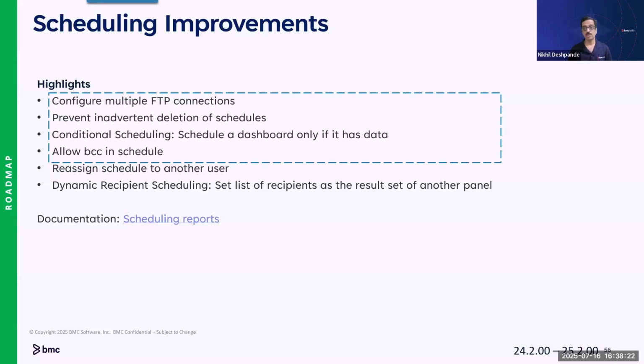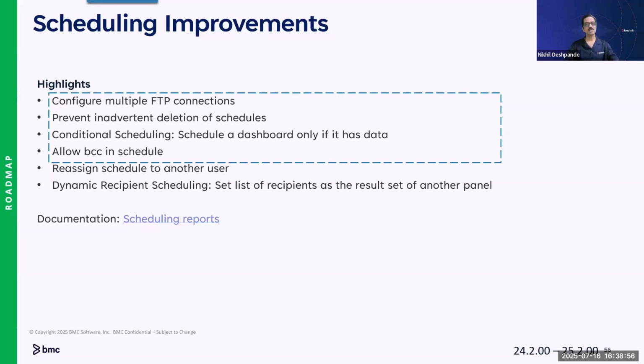Conditional scheduling, you can now schedule a dashboard such that the schedule is executed only if it has data. So if it's blank, the schedule is not executed. Allowing BCC in scheduling was another recent feature whereby you may want to have certain recipients not known to the wider distribution of a schedule. So these people will remain hidden, but they will receive a schedule report.